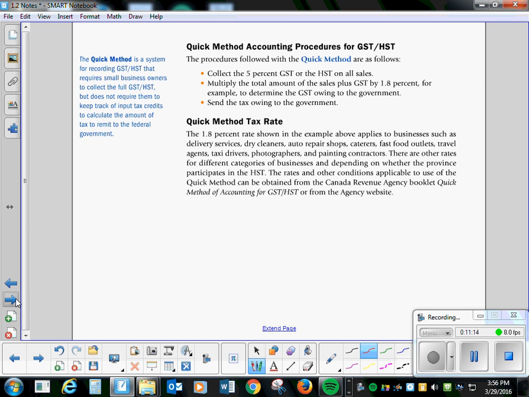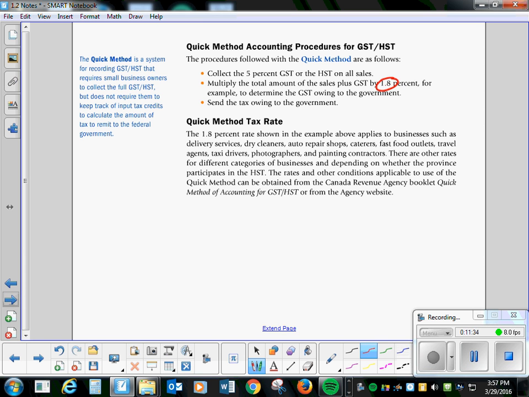Okay, so here are the steps. You collect 5% GST or the HST on all sales. Then what you do is you multiply the total amount of the sales plus your GST by 1.8%, for example, to determine the GST owing to the government. The government decides what that amount's going to be. Then you send the tax owing to the government.